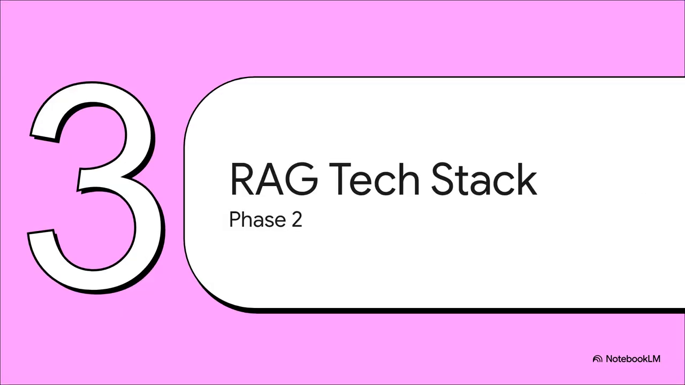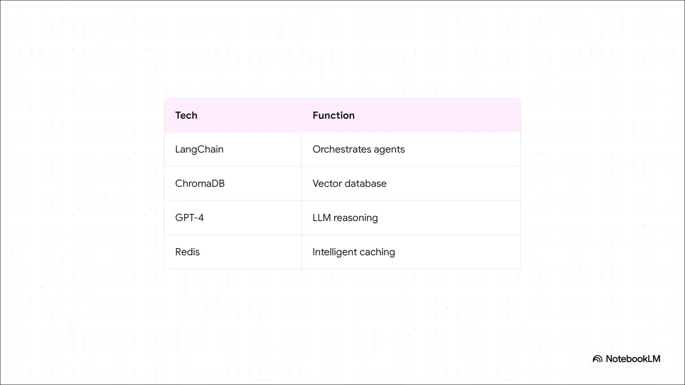All right, Section 3, let's dig into Phase 2, the RAG tech stack. Let's break down the actual back-end architecture making all of this happen. LangChain is basically the nervous system here. It orchestrates the workflows between all those specialized agents and manages the retrieval pipelines. Then you have ChromaDB and Pinecone acting as the deep memory.